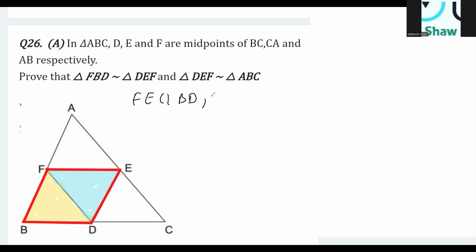And what else do we have? We can also say that DE is parallel to BF. And the third is this: FD is parallel to EC. Well, it is parallel to AC, and as you know, parts of parallel lines are parallel. And this is from the midpoint theorem.